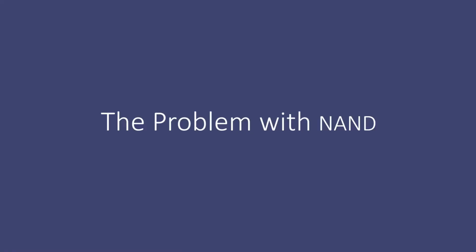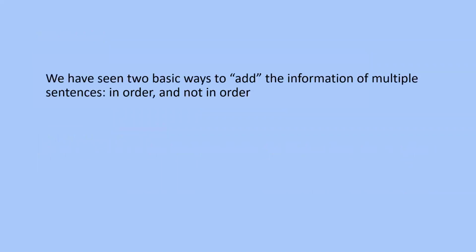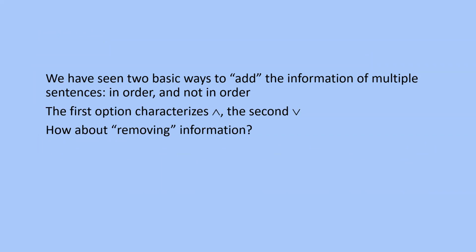Now, this is the basic, and let's go back to talk about NAND. We have seen two basic ways to add the information of multiple sentences. It can be in order or it can be not in order. The first option characterizes conjunction, the second disjunction. How about removing information now?